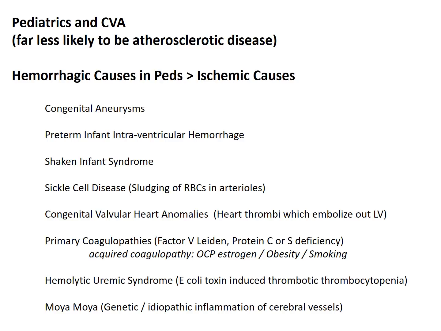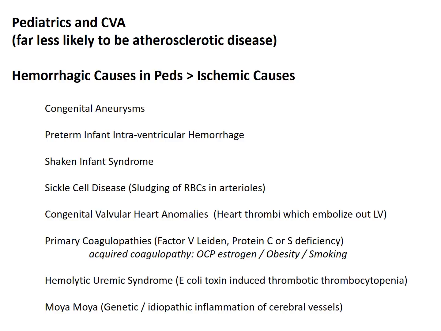Congenital aneurysms, preterm infants who develop intraventricular hemorrhage, babies who develop hemorrhage due to being shaken. Shaken infant syndrome is due to cerebral hemorrhage. Sickle cell disease, where the child has sludging of blood cells. Congenital heart anomalies, which can lead to emboli. Congenital coagulopathies can lead to strokes in kids. Hemolytic uremic syndrome, another genetic disease where there's inflammation of blood vessels, moyamoya disease.